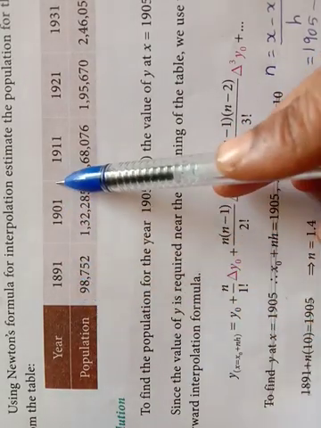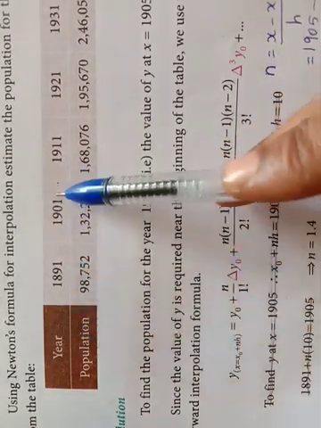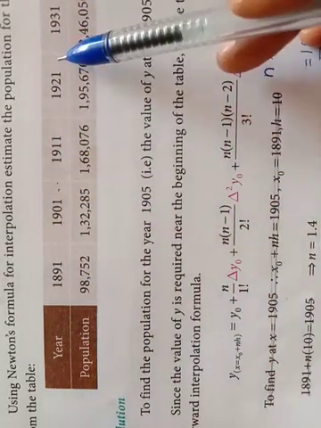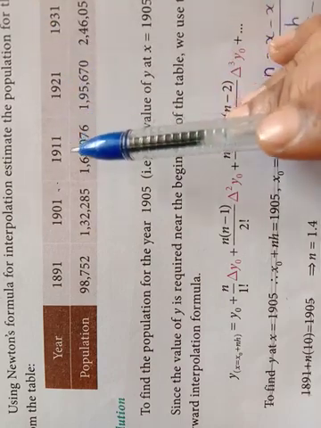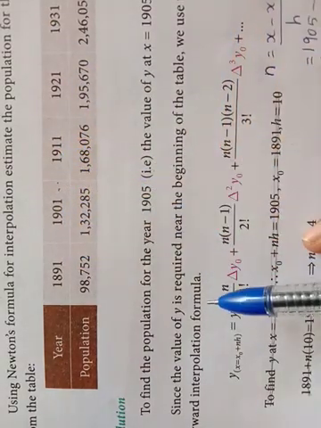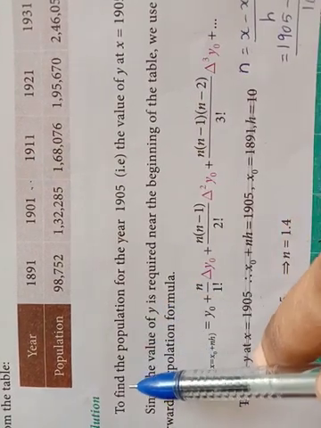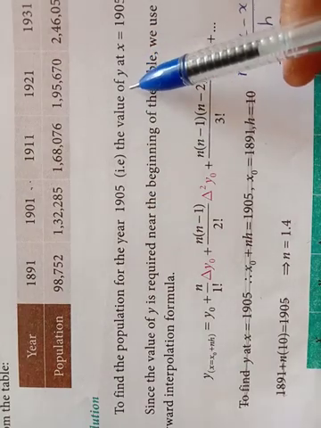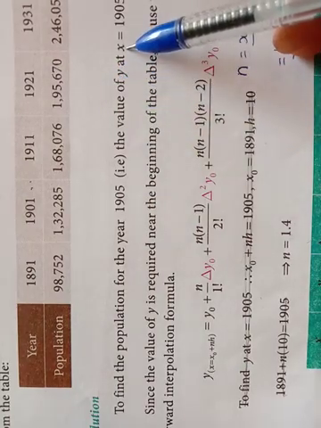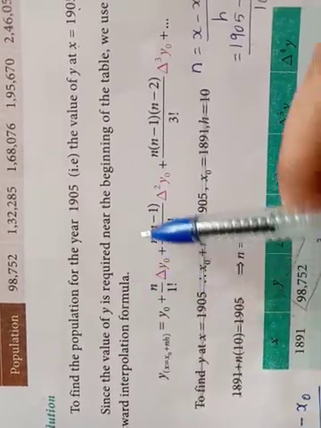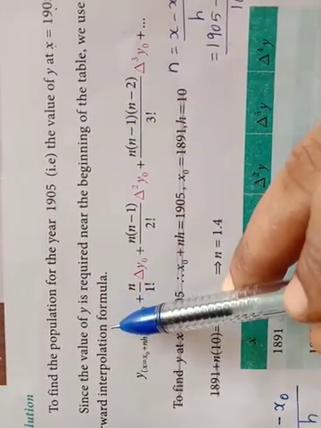If it comes at the beginning of the x values, we use the forward formula. If it comes at the end of the tabular column, we can use the backward formula. Here 1905 comes at the beginning, therefore we are using the forward formula. To find the population for the year 1905, the value of y, x is 1905, the value they asked for.